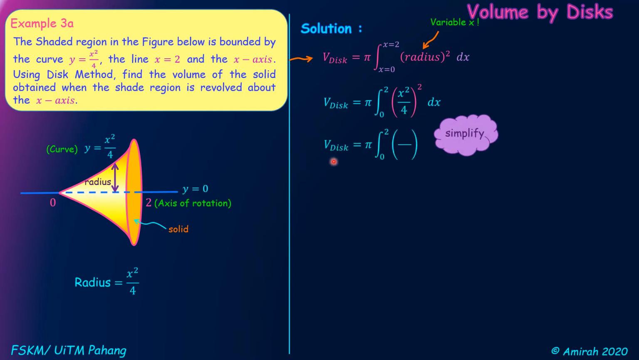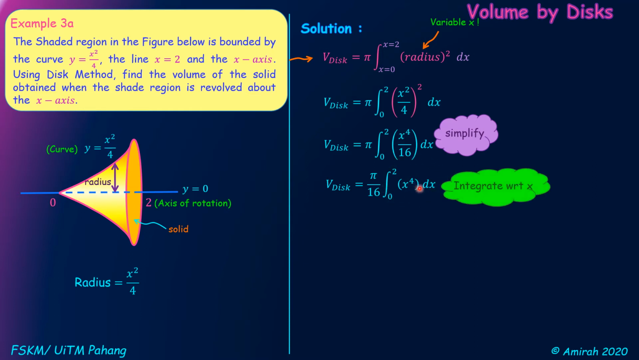After that, we simplify. We get the volume equals pi times the integral from 0 to 2 of x to the power of 4 over 16. Then we can move out the constant 1 over 16, so we get pi over 16 times the integral from 0 to 2 of x to the power of 4 dx.